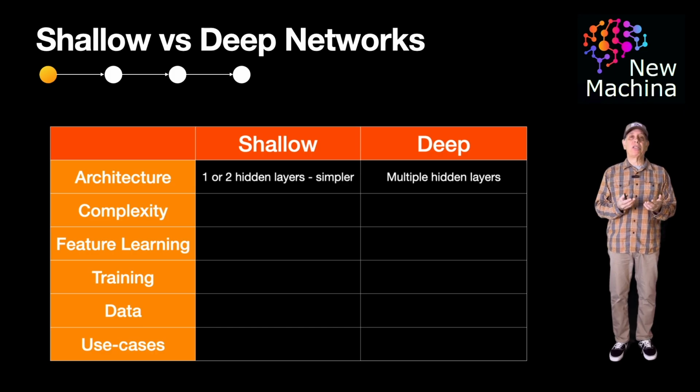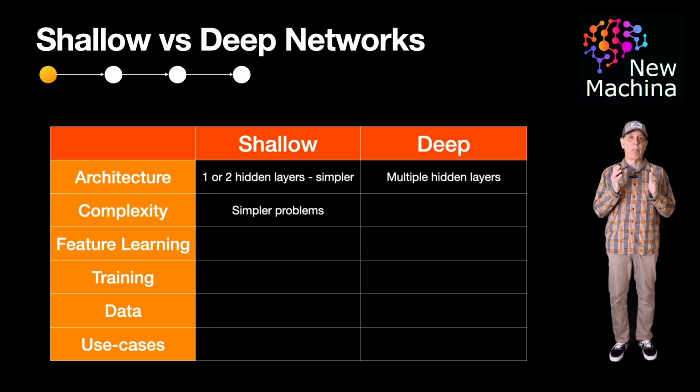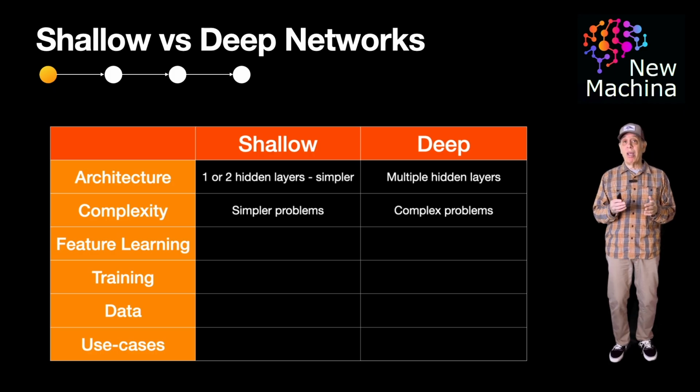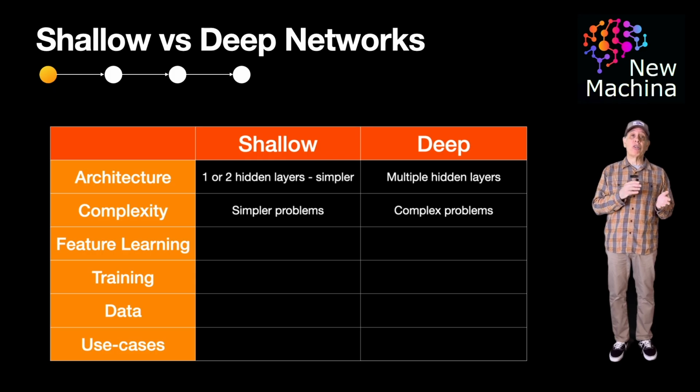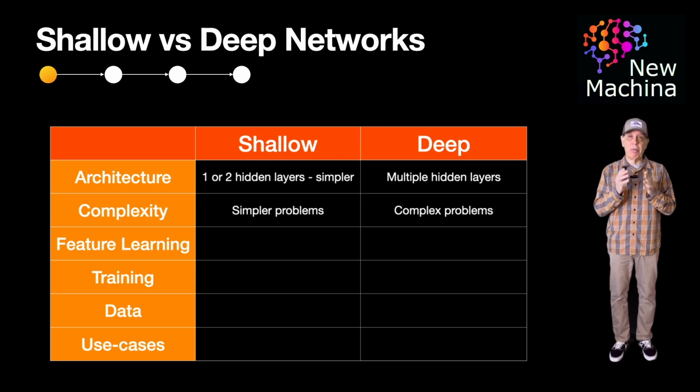So how does complexity differ between shallow versus deep networks? Well, shallow networks are better suited for simpler problems with less complex patterns. Deep networks excel at complex problems that require learning intricate patterns and relationships like those in images or text.